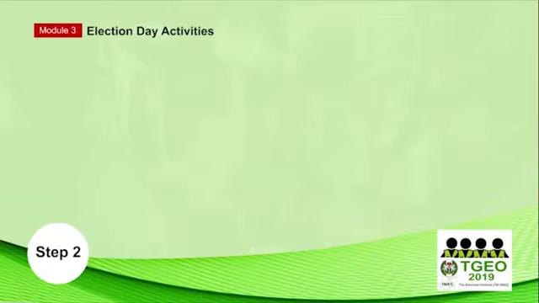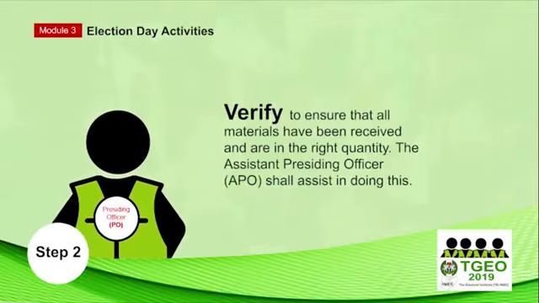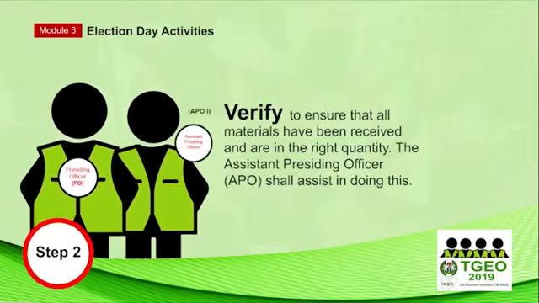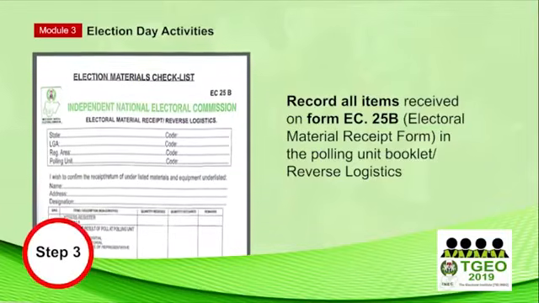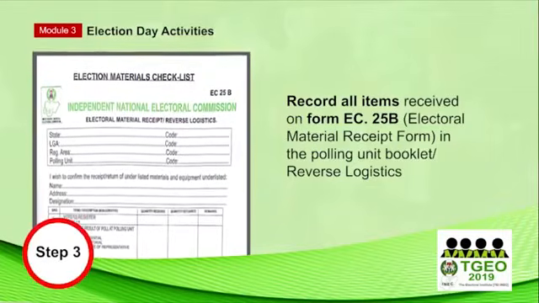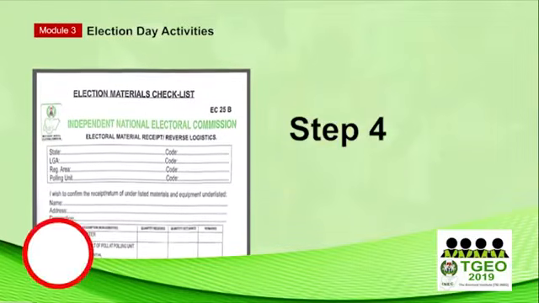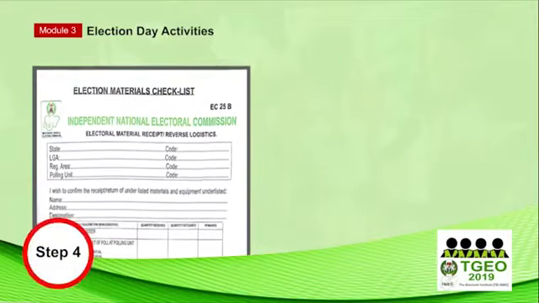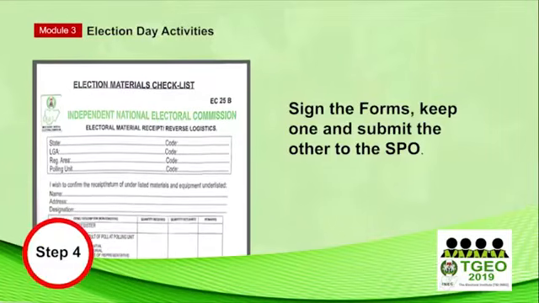Step 2. Verify to ensure that all materials have been received and are in the right quantity. The Assistant Presiding Officer, APO, shall assist in doing this. Step 3. Record all items received on Form EC25B, Electoral Material Receipt Form, in the polling unit booklet. Step 4. Sign the forms, keep one and submit the other to the SPO.